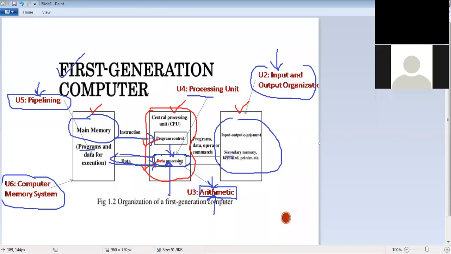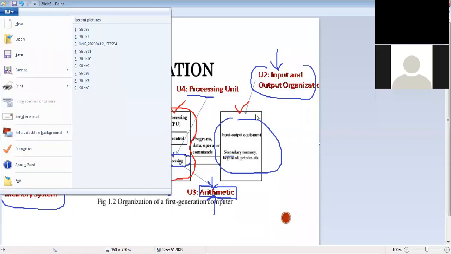So you always remember this figure. There is a link between each and every unit. We are going into detail in every chapter. So today I'm going to touch upon the pipelining concept. So let us move further for the discussion.